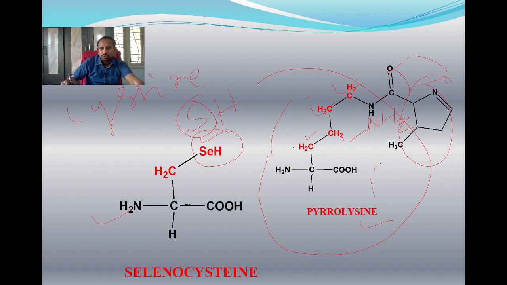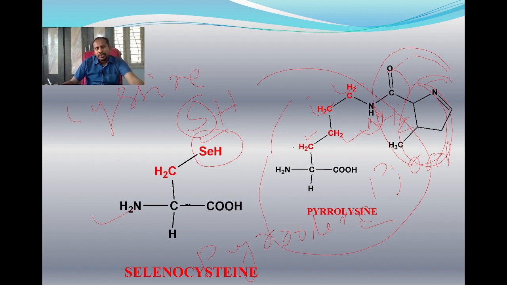So this is substituted by a pyrroline group. Lysine and pyrrolysine have similar structures, the only difference being in the NH2: one hydrogen of the NH2 is replaced by a carboxypyrroline group. So this is the structure of pyrrolysine and selenocysteine.